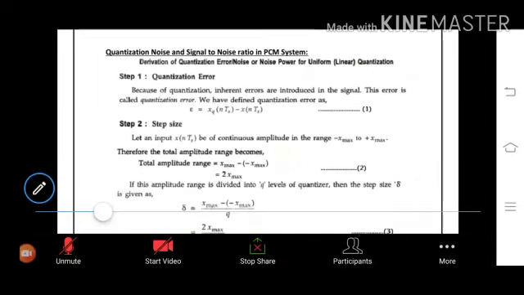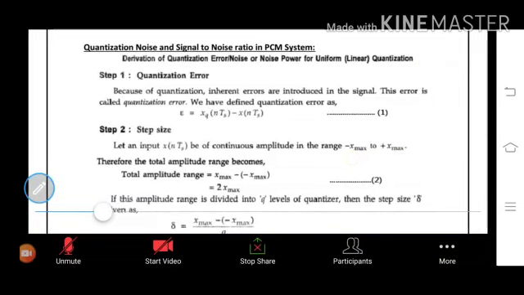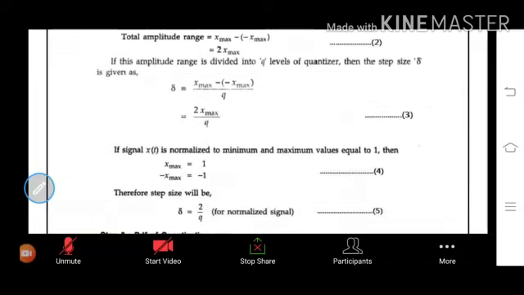And continuing, the quantization noise and signal to noise ratio in the PCM system. Here, to find the quantization error, we look at the different step levels. So the quantization error is epsilon equal to xq of nTs minus x of nTs. This is simply the quantization error, and for the step size, let the input x of t be a continuous amplitude in the range of maximum to minimum, that is from minus x maximum to x maximum, divided by q. For example, if x maximum is 1, that is 2 by q.